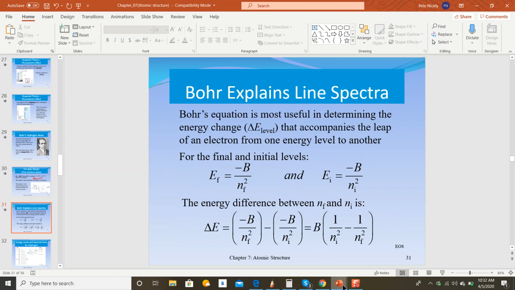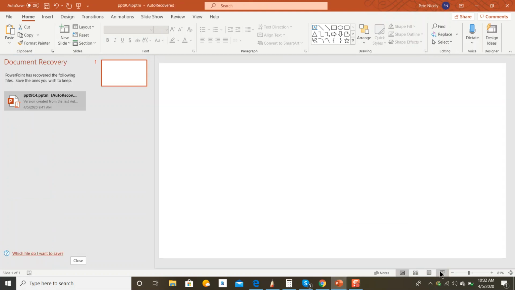Let me get out of this and pull up a blank page here. As I said before, let me show you how this is done. The energy level of a particular orbit would be equal to minus b times 1 over n squared. Now, in most textbooks, the b will be represented by RH, which is the Rydberg constant, so I'm going to use RH instead. So En will be equal to minus RH times 1 over n squared.